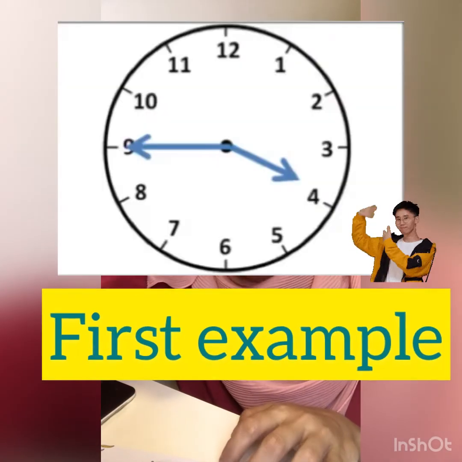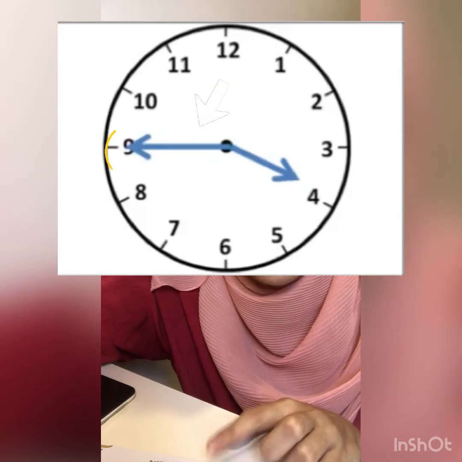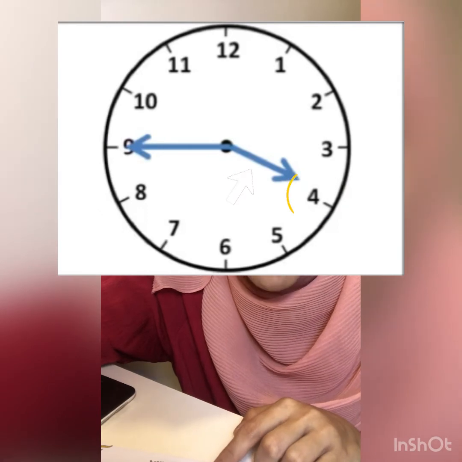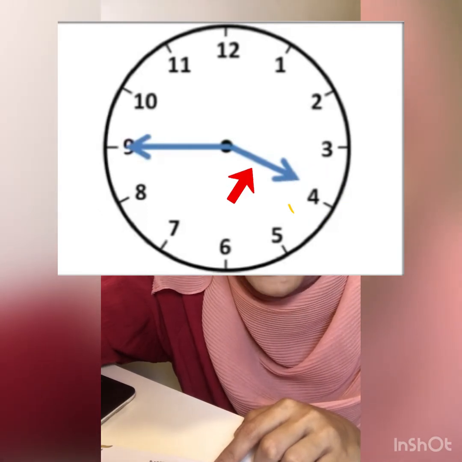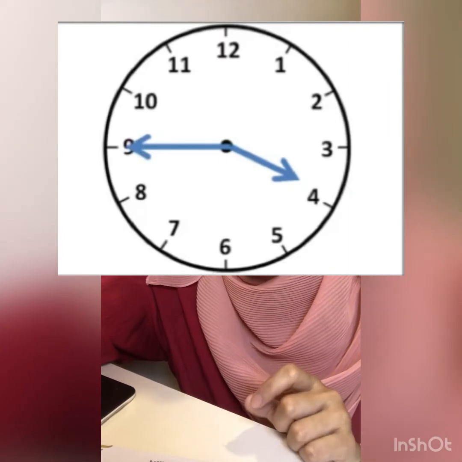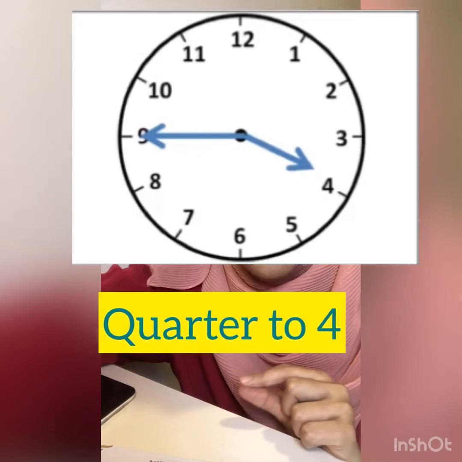Now you look at the first example. Okay, so the long hand stays at number 9 and the short hand is going to number 4. It hasn't reached number 4, but it's close to number 4. So when you tell the time, you will say quarter to 4.